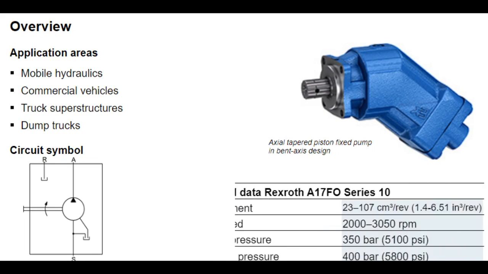In order to meet the demands of the commercial vehicle sector, the A17FO comes in 5 different sizes, from 23 to 107 cubic centimeters per revolution. Depending on size, the pump has a maximum speed range of 2,000 to 3,050 revolutions per minute at a nominal pressure of 350 bar, with temporary maximum pressure up to 400 bar. Higher speeds are possible by increasing inlet pressure at the suction port S.